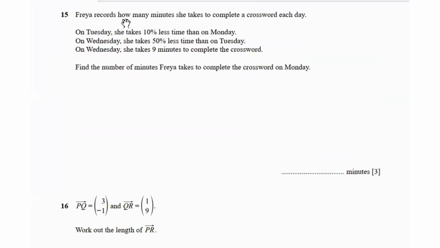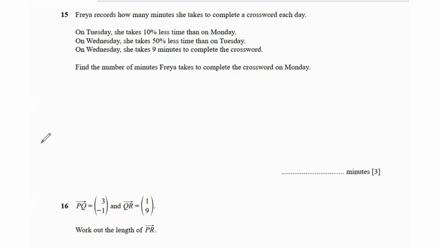Then it says that Freya records how many minutes she takes to complete a crossword each day. On Tuesday, she takes 10% less time than on Monday. On Wednesday, she takes 50% less time than on Tuesday. And on Wednesday, she takes 9 minutes to complete the crossword. Find the number of minutes Freya takes to complete the crossword on Monday.